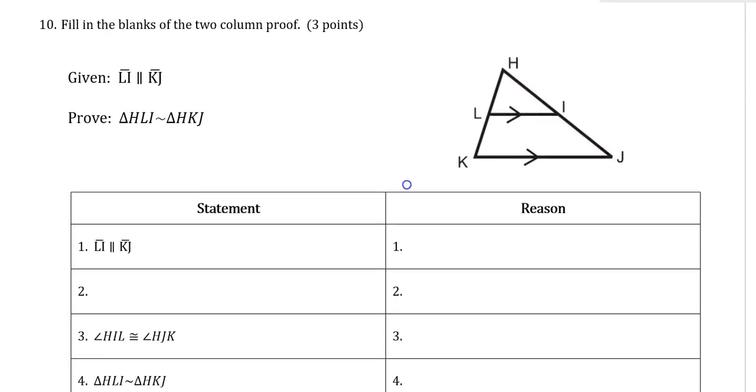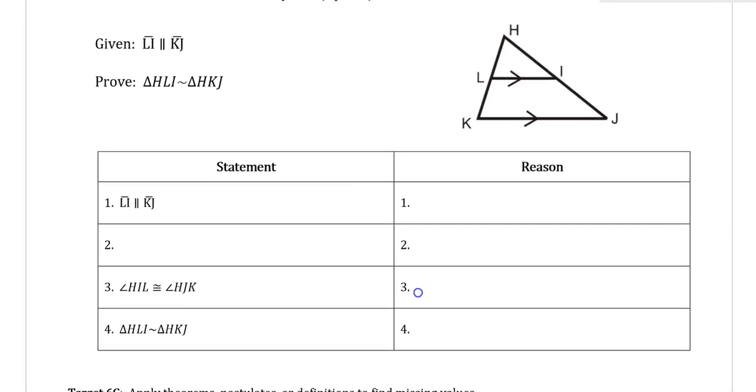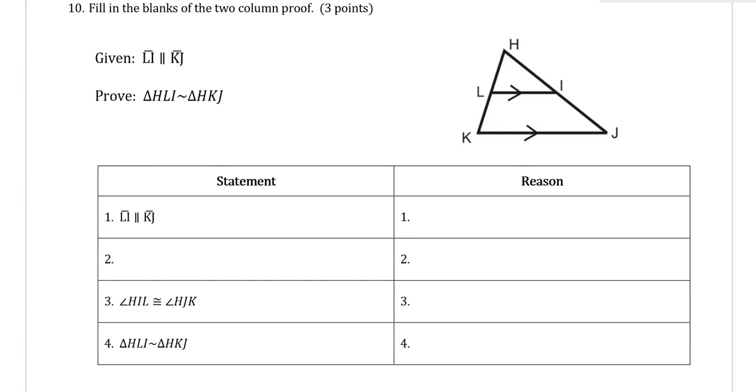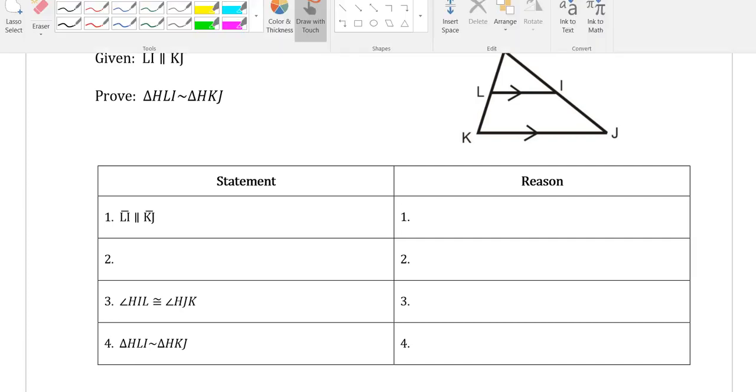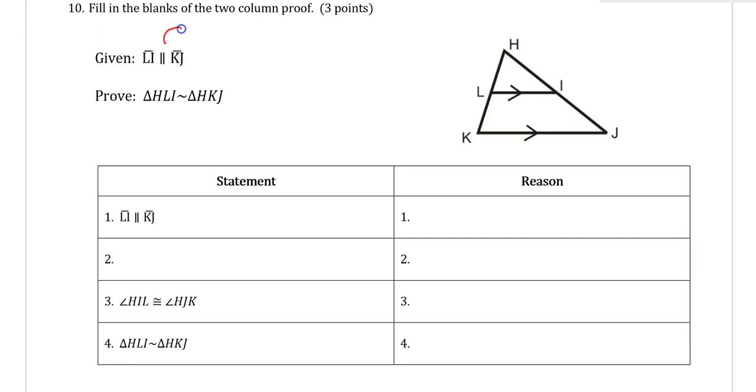Looking at our last question for target B, it is our proof. So lots of things to fill in. Given LI is parallel to KJ, again, remember these two lines here mean parallel. LI is parallel to KJ. I want to prove triangle HLI is similar to triangle HKJ. Okay. So our first statement that's made in our proof is LI is similar to KJ. Well, I can say the reason behind that is it is given. Right? That was our first given statement.